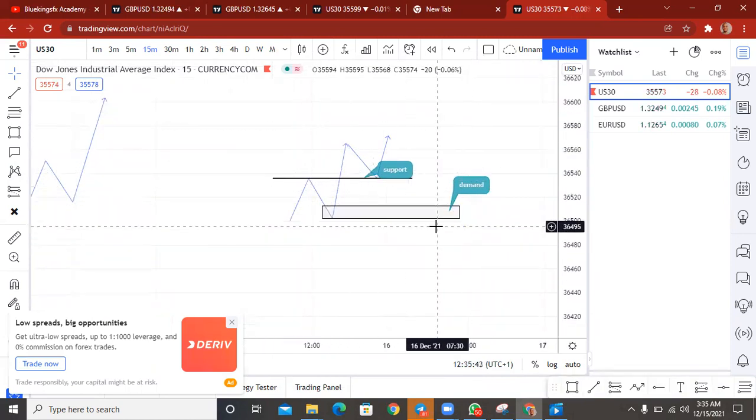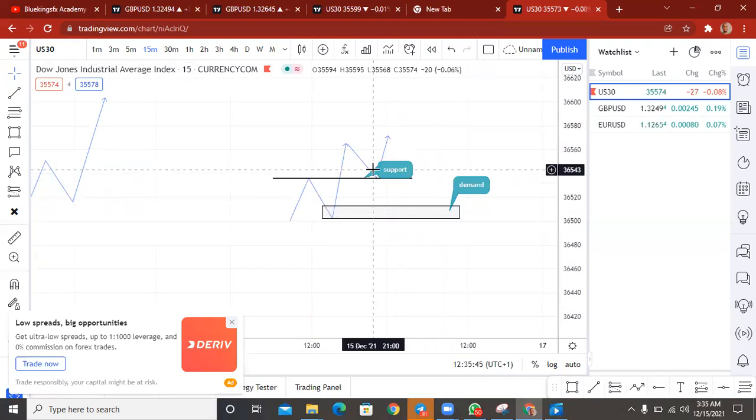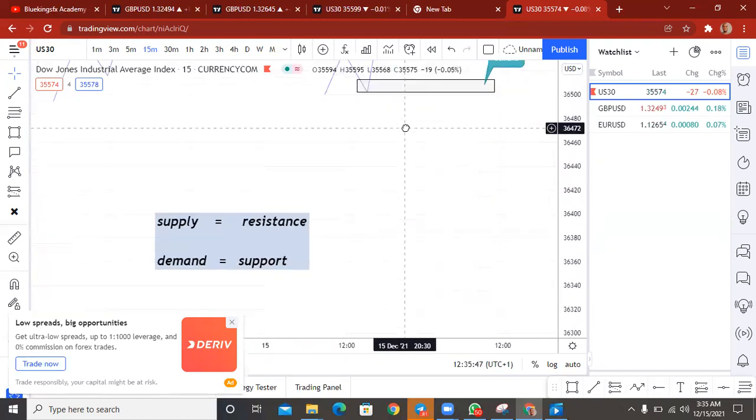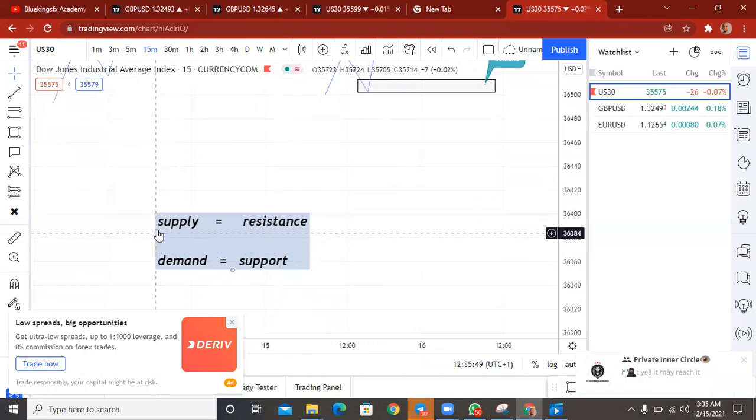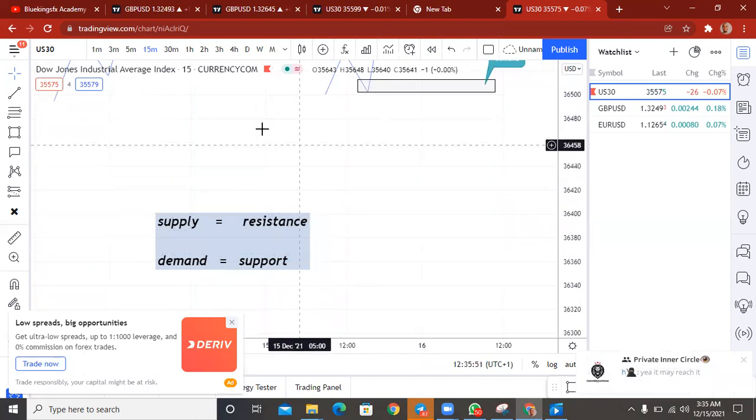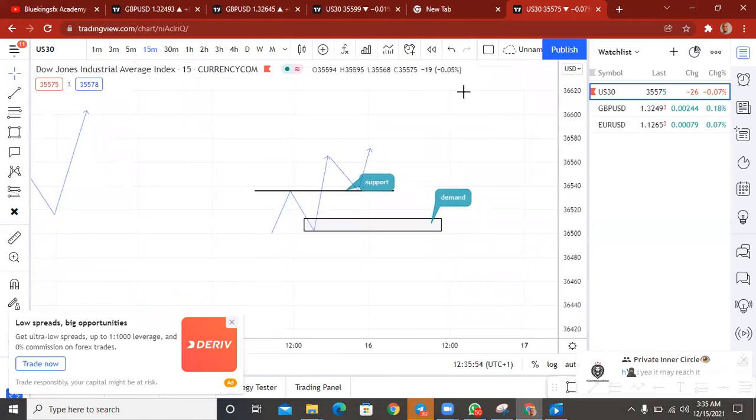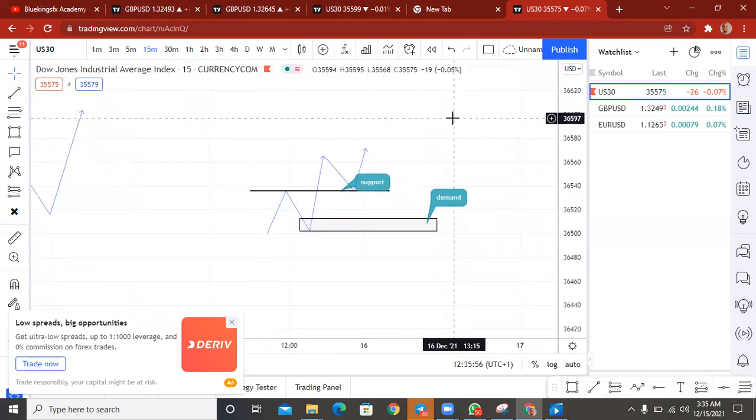They are two different things. Now, my demand, first of all, what you should notice, we're talking about demand and support to be equivalent. We're not talking about supply and resistance yet. We're talking about demand and support to be equivalent. Beautiful.